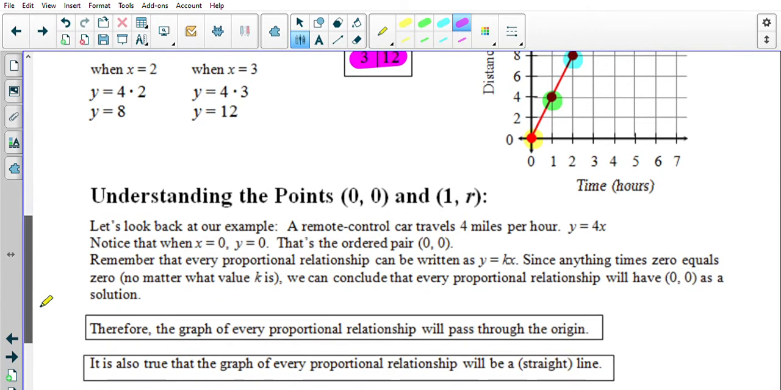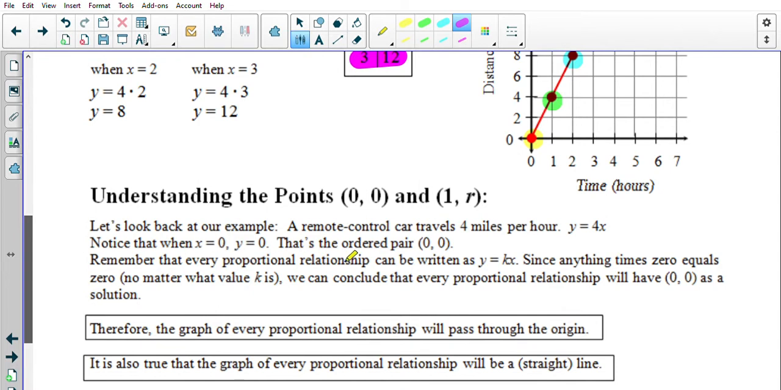Let's talk about the point 0, 0 and 1, comma r. We've already talked about 1, comma r. That's why I said in this unit we have a lot of concepts that sort of overlap. So let's look back at our example. A remote control car travels 4 miles per hour. That would be y equals 4x. Notice that when x is 0, y is 0. That's this point here and the work we had shown up above. That's the ordered pair 0, comma 0.